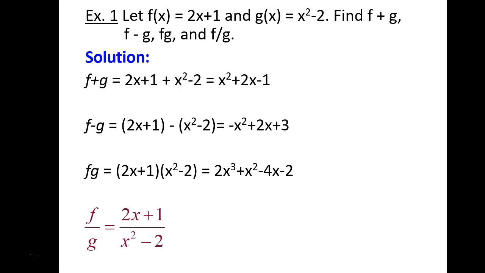And then last, f divided by g, we're just going to take 2x plus 1 and put it over x squared minus 2. That's it. Don't do anything else with it. Don't try to actually divide. We'll do that in the next chapter. For now, just put f over g, and that's all you have to do.